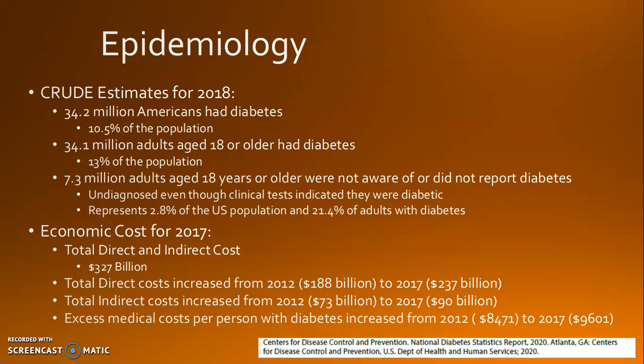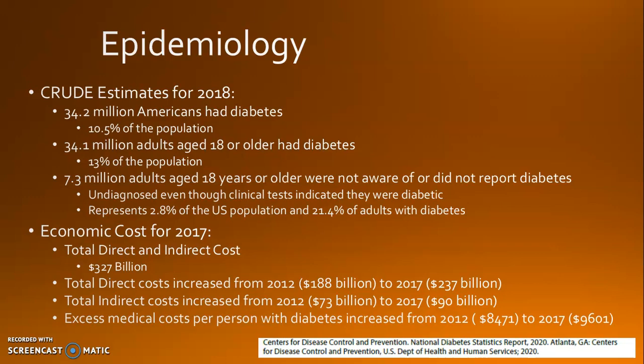The economic cost for 2017, total direct and indirect cost was about $327 billion. This increased from $188 billion in 2012 to $237 billion in 2017 for direct costs. Indirect costs also increased in that time period from $73 billion to $90 billion. So both direct and indirect costs are increasing across the time point, so it's not getting better, it's getting worse. And in particular, as a reminder, direct cost is the medical care that's needed for diabetes, and indirect cost is related to disability or loss of productivity because of premature death.